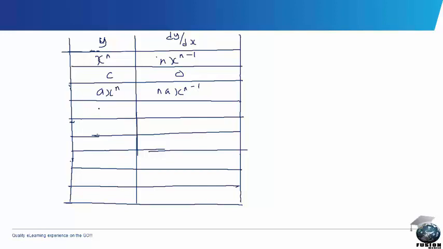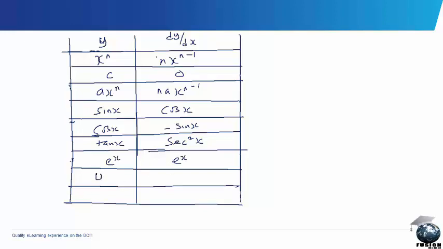Okay, and then if y is a trigonometric function sin x, then dy/dx is cos x. And if y is cos x, dy/dx is minus sin x. And if y is tan x, dy/dx is sec squared x. Alright, and if y is exponential x, dy/dx is exponential x too.